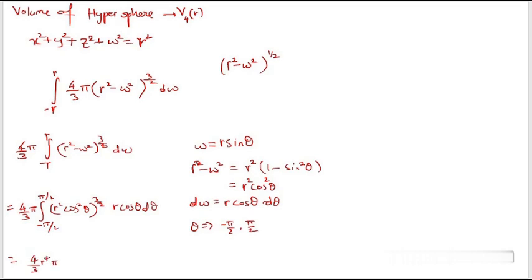And we'll have a cos power 4 theta inside, if I'm not wrong. Yes. Alright. We just have to integrate this. Right, let's go to the next page. So we had 4 by 3 r power 4 pi, minus pi by 2 to pi by 2 cos power 4 theta d theta. Let's just focus on this for now.